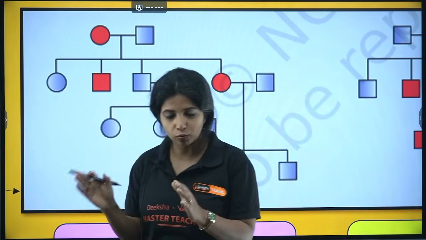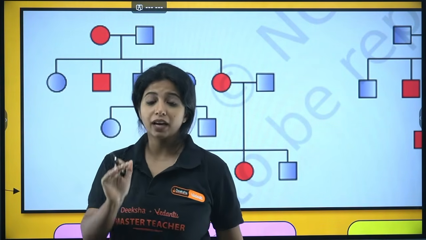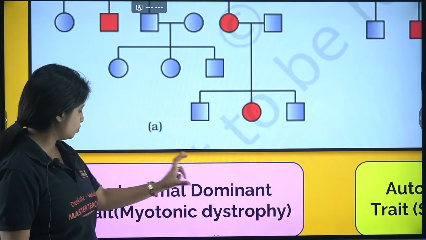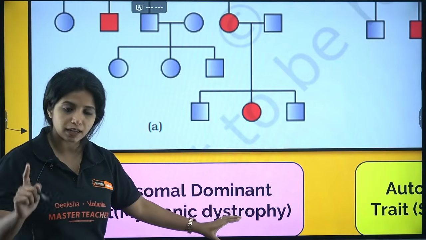It is going to be autosomal. If at all the males are being affected, be careful because it can be a sex-linked disorder also. So that is not probably going to come. It is going to be this only. So autosomal dominant trait, myotonic dystrophy is the answer for this.